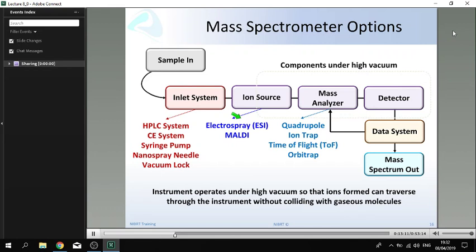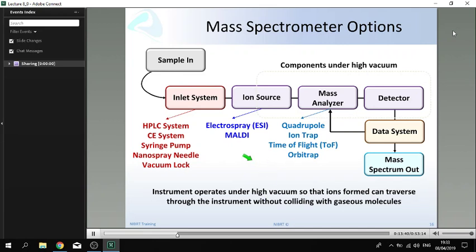Ion sources, there are many different ones. The ones that are the most important for us are electrospray ionization, or ESI, and MALDI. They are the ones that are used the most in biopharma. Then the mass analyzers, again, there are plenty of different mass analyzers. The ones of interest for us in biopharma would be quadrupole, ion trap, Orbitrap, and time of flight, or TOF. And then we have the detector that is giving us our mass spectrum out.